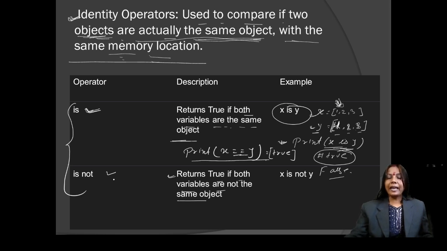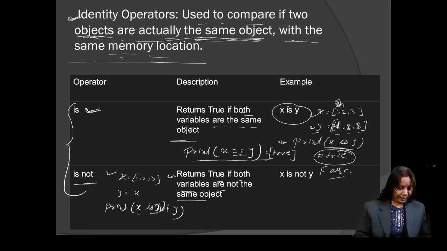Now about the is not operator: if you assign x equal to 1, 2, 3 and y equal to x, and then use print x is not y, this provides a false result.